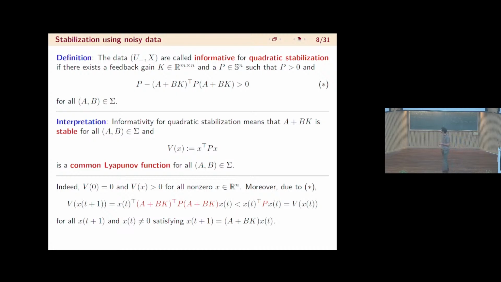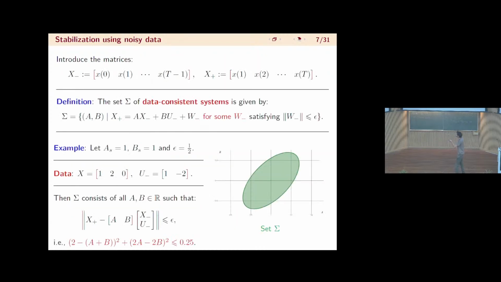Here, you say that (A, B) belongs to sigma. Yes. That sigma is for the noise-free case or the... No, this is the sigma that we're considering. So all systems consistent with the noisy data.